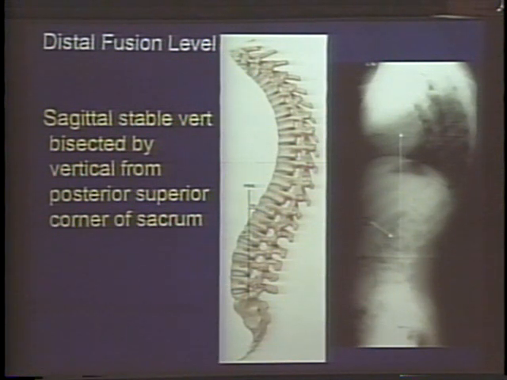A couple of questions on doing this. How is the distal fusion level decided? For the past several years, I have used the sagittal stable vertebra, in which a vertical line is constructed from the posterior margin of the sacrum, and whatever vertebra this bisects is going to be the sagittal stable vertebra and should be the distal end vertebra. Dubousset taught that the distal or the last disc included in the fusion should be lordotic, and this will always meet that rule also. So construction of this line will tell us the distal end vertebra.